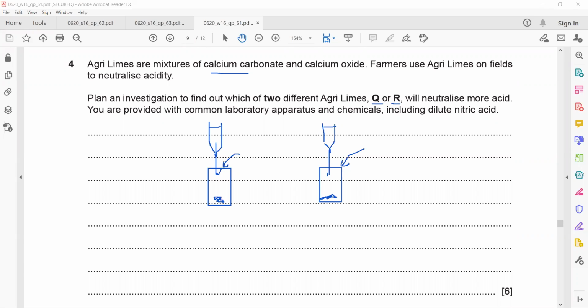At that time you will stop and you can measure the volume of acid required for completely reacting with agri-lime Q and agri-lime R, and compare the volumes. The one which needs a greater volume of acid, the one which required a greater volume of acid, it means that it can neutralize a greater amount, or is more useful. This is one way. There's also another way.